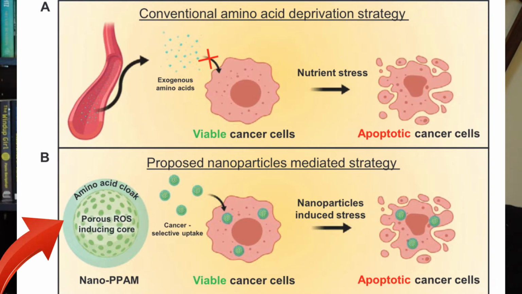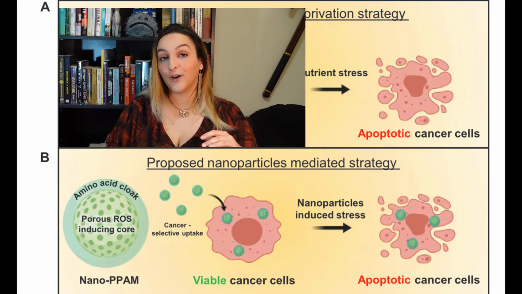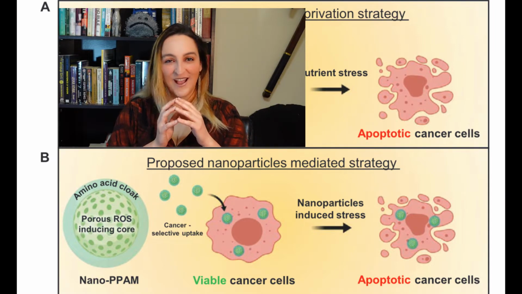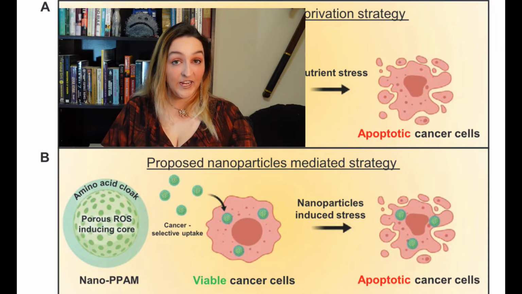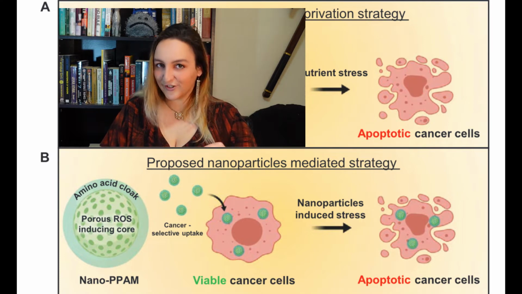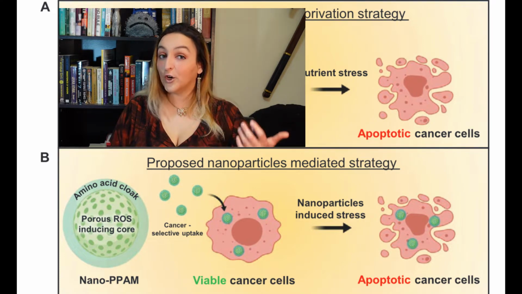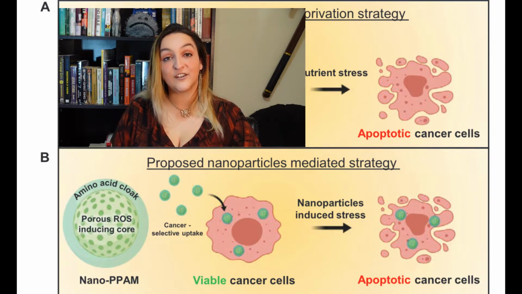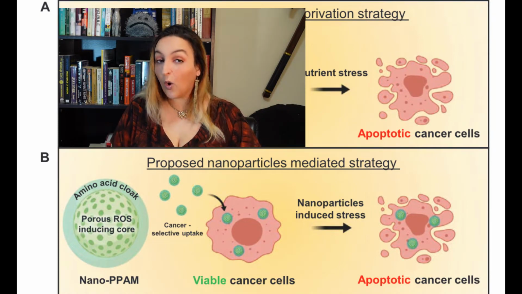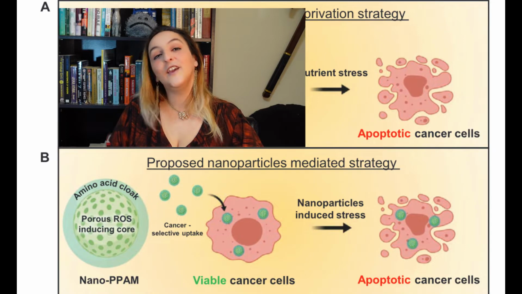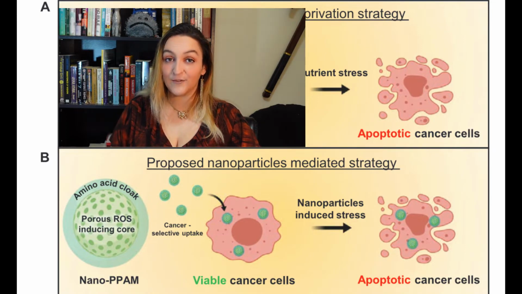So, back to the picture. The proposed method is on the bottom. Instead of restricting the patient's diet, you cloak a nanoparticle in a delicious amino acid disguise. The patient consumes it, and then the cancer cells selectively eat it because it just looks so yummy. The nanoparticle releases its reactive oxygen species inducing core. At a high enough level, the ROS will stress out the cell enough to induce apoptosis.